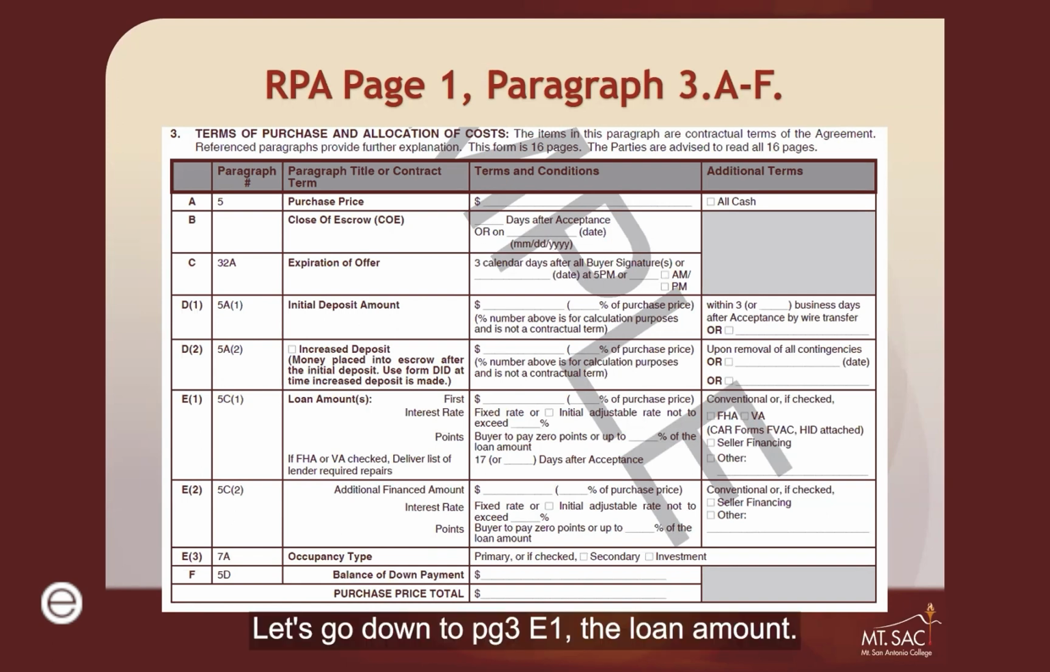Let's go down to 3E1, the loan amount. The first thing you'll notice here is that it is a fixed rate conventional, okay? If you want to go with the government, you've got to go into column 5 and check FHA or VA, all right? Also in column 4 under 3E1, you'll notice buyer to pay 0 points, all right? If your loan is going to have points, then you go ahead and put them in, but 0 points and whatever the interest rate is.